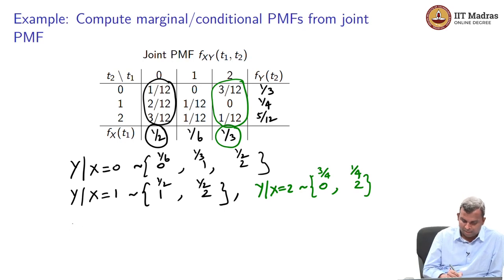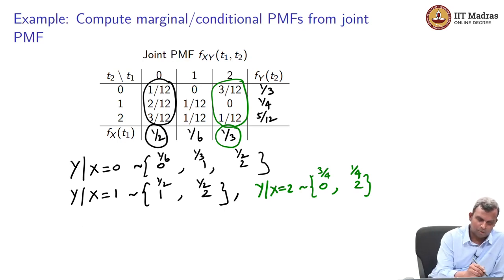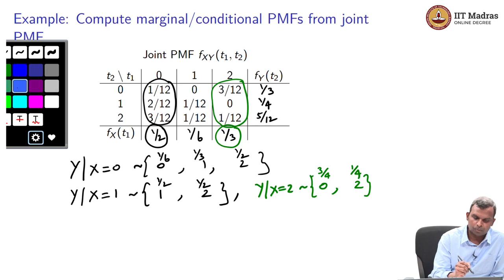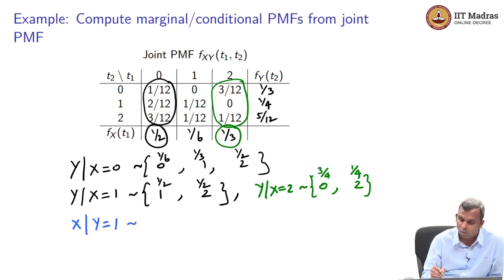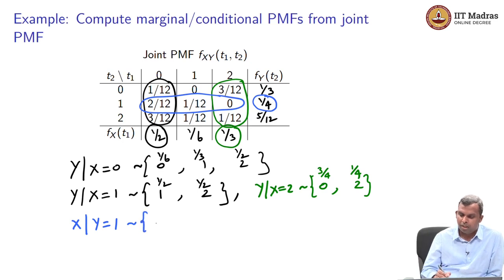So let me just do X given, I'll do a different color, maybe blue. Okay, so let's look at X given Y equals 1. So Y is 1, so you are focusing on this row here. This is going to be 0 and 1. It doesn't take the value 2 because that's already 0. And then if you do 4, you're going to get 2 by 3, 1 by 3.